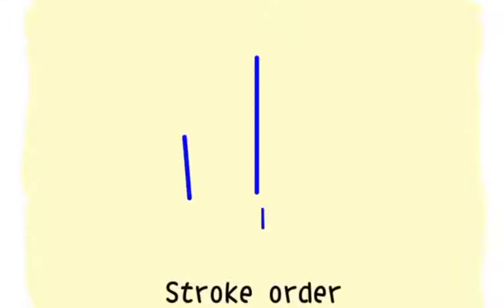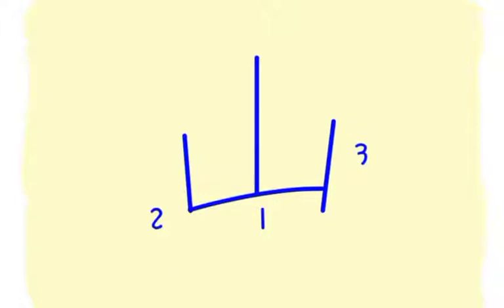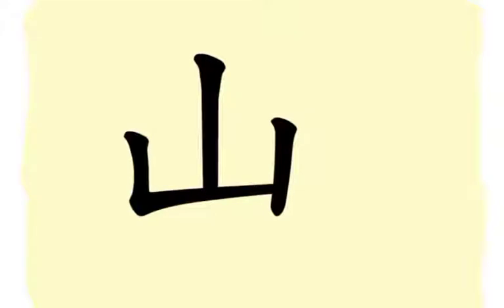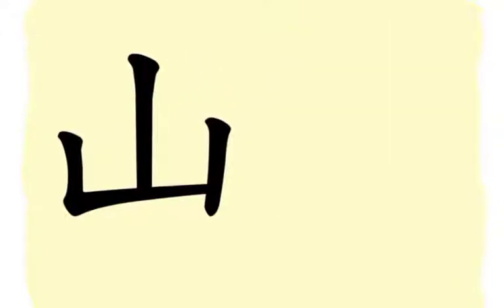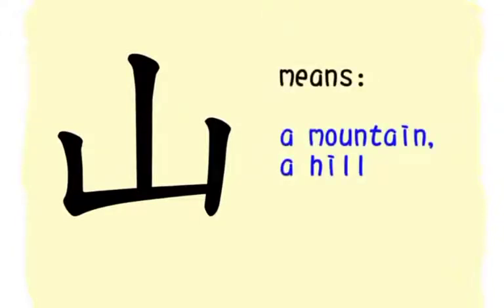Shù, shùzhé, shù. It has three stroke orders, giving us shān, meaning what? A hill or a mountain. Shān.